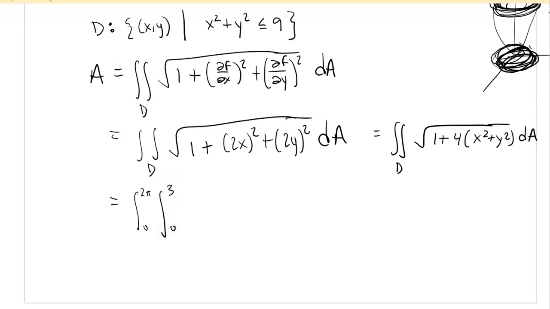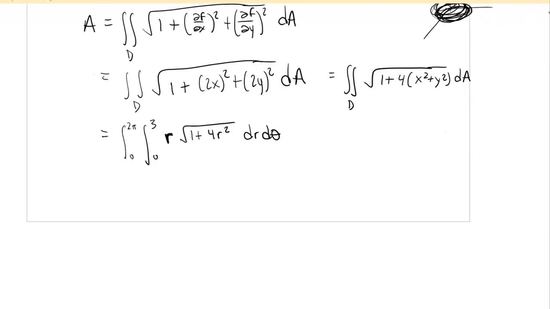So we're going to integrate from 0 to 2 pi and 0 to 3 of the square root of 1 plus 4r squared, but because we're going to polar, we need the conversion factor, so don't forget your r, and dr d theta. That allows us to do this integral without needing trig sub. Because this function just has r's in it and our bounds are constants, we can split up this double integral: the integral from 0 to 2 pi d theta, which just equals 2 pi, times the integral from 0 to 3 of r square root of 1 plus 4r squared dr.